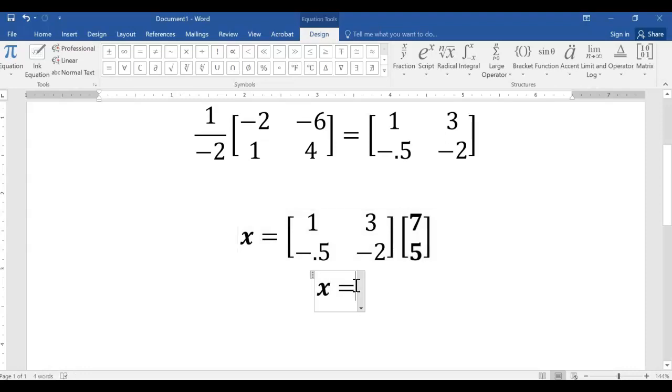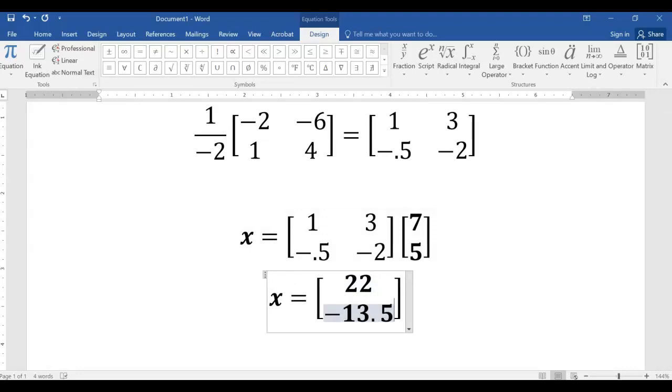now this is a vector. If you wanted to do a vector expansion, 7 times this column plus 5 times that column, you could. If you wanted to do a row column expansion, again, the vector is just a special case of a matrix, so you can do a row column expansion too. So 1 times 7 plus 3 times 5, I think I got a 22 there. And then -0.5 times 7 minus 2 times 5, I got a minus 13.5. Hopefully, again, I did that right.